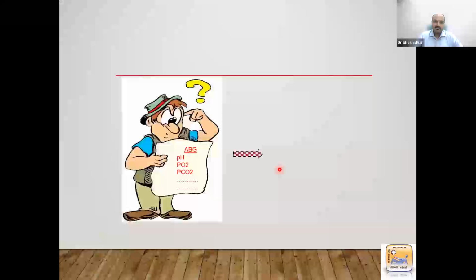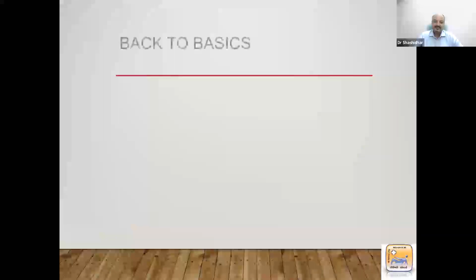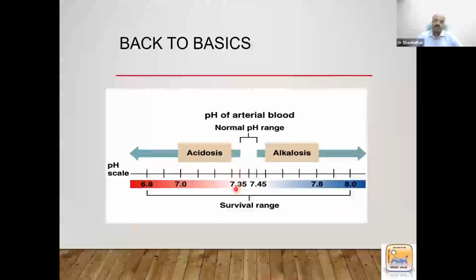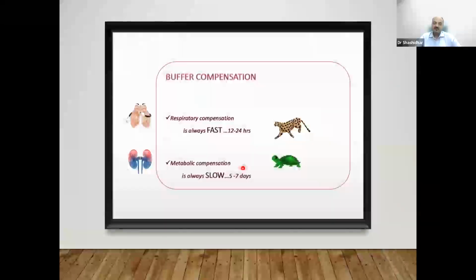So this is the ABG report. Back to basics. The normal range of pH is 7.35 to 7.45. Second, you should know which is acidosis and which is alkalosis. Acidosis is anything less than 7.35, even 7.34. 7.45 and above, 46, 47, is alkalosis. So anything, even in decimals, we accept as abnormal.